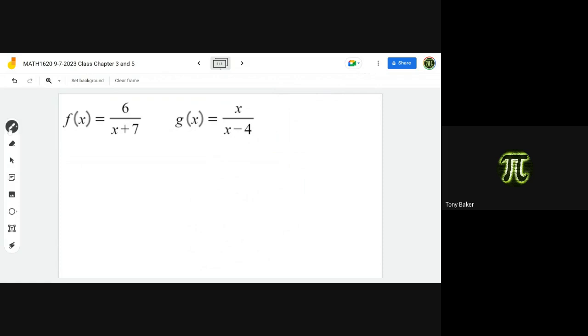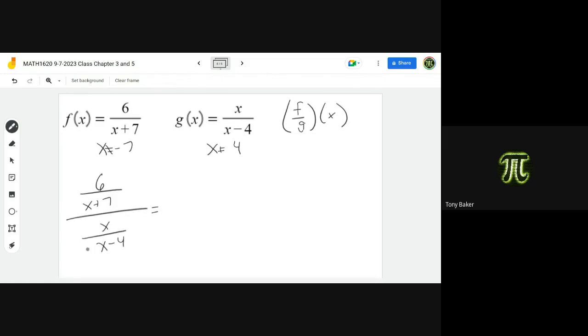So let's look at this one. Again, we're going to do F over G of X. What are the restrictions for F of X? -7. What's the restrictions for G of X? 4. Now, if we set this up, we have 6 over x plus 7 divided by x over x minus 4. Is there any other value that will make the denominator 0? Yes, 0 will make it 0.